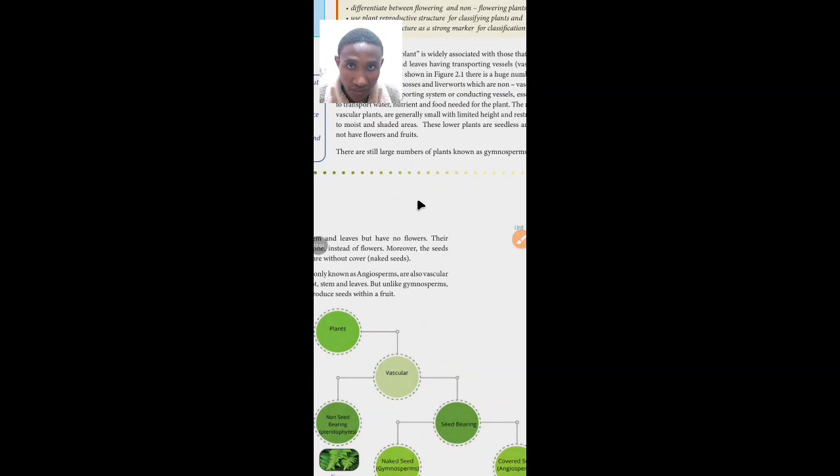Mosses and liverworts are the lower plants, and they are seedless. They do not have any seed, but they reproduce by what? By spores only. If there is no seed, there is no fruit and no flower. So they are seedless, they do not have flowers and fruits, but they reproduce by spores.